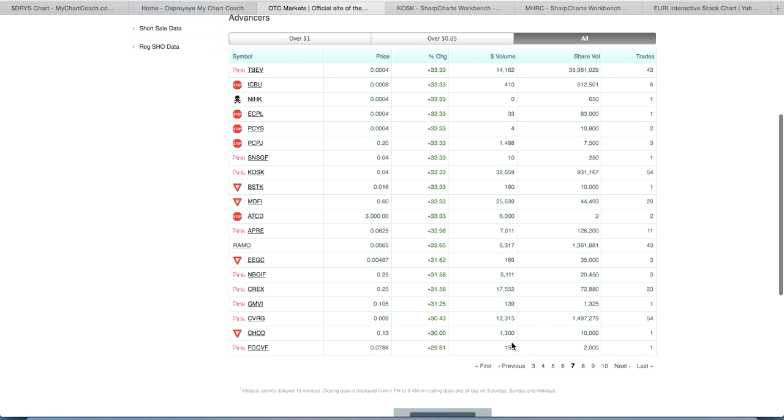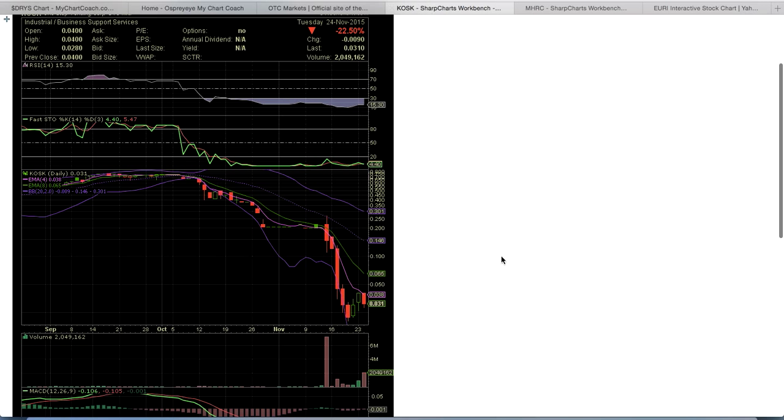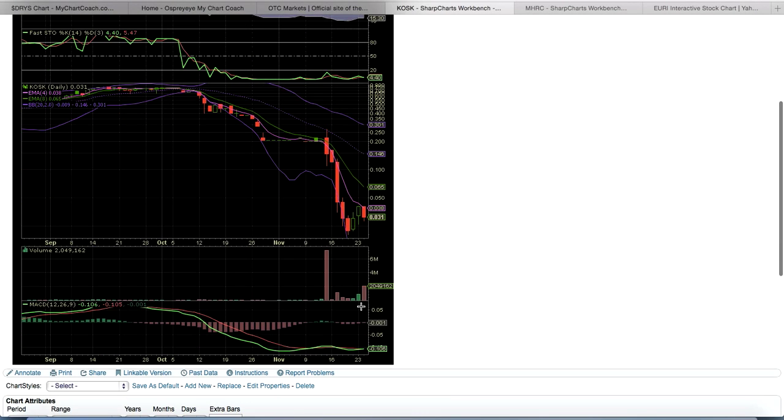This KOSK, what kind of money flow do we have here? It only had 32K in volume, right? And it had 900,000 shares. It only had 54 trades, but it's kind of like right there. It's got some potential if more money flow picks up, right? But look how thin it was here. So it is very risky, but there is potential for more upside.